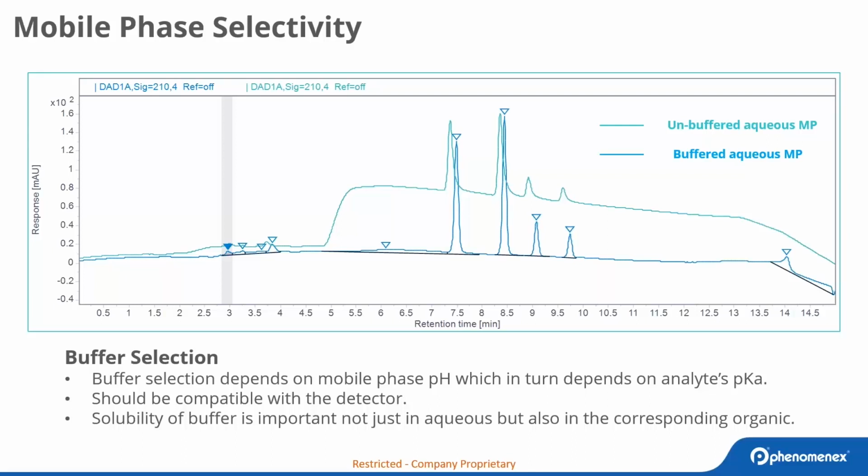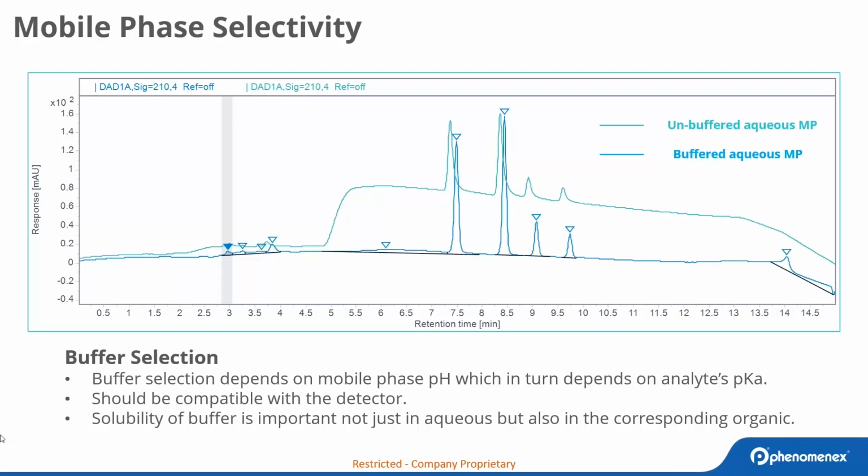Buffers or additives used with mass spec should always be volatile. So ammonium salts, formic acid, and triethylamine are the most common additives. And when you look at UV-vis, you need to use a buffer that has a lower UV absorbance or UV wavelength, right? Because otherwise it could begin to interfere with the analytes of interest.